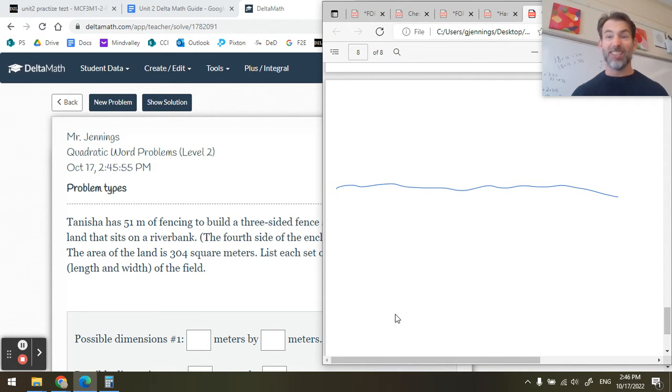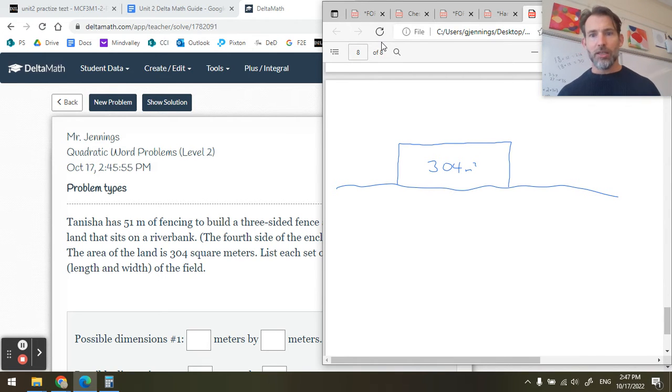There's my riverbank. It's roughly straight. And then I've got some width and some length. Okay, so I'm going to put in 304 there. That's square meters, so that's meters squared. This is not a set of notation that says square 304. No, it's meter squared. So that's 304 square meters. So we measure area in square meters. It's not instructions to square the coefficients there, which is something that bothers some students.